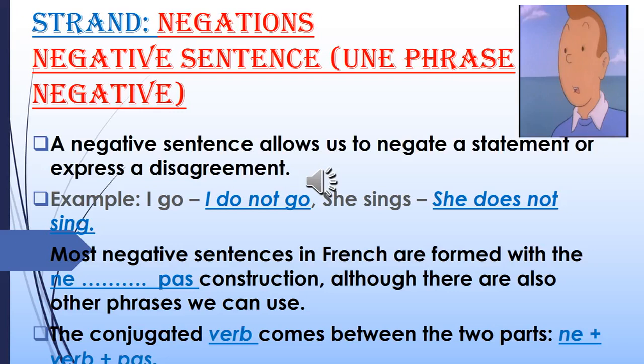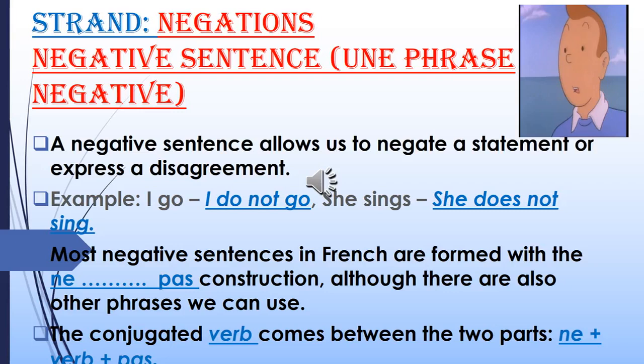So we use the expression ne plus the verb plus pas. That means for us to negate any statement or sentence in French, we always find the verb in that particular statement first. Then we surround the verb with ne and pas. That is ne before the verb and pas after the verb. So the conjugated verb comes between the two parts, ne and pas.